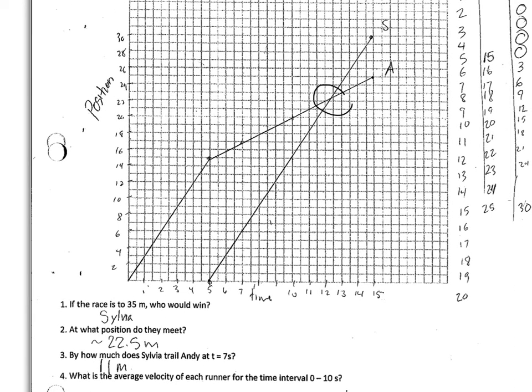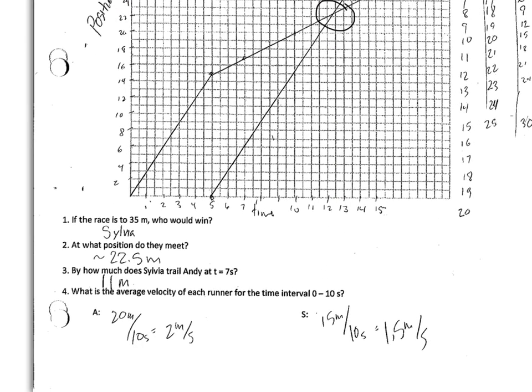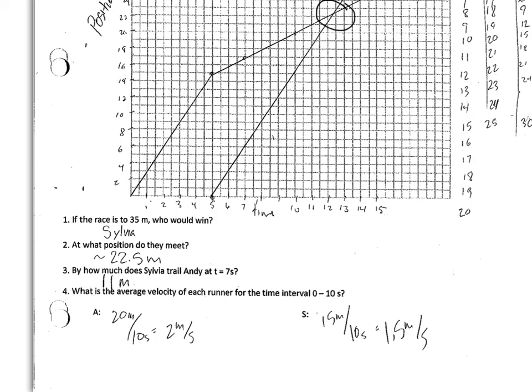The position that they meet is the location where the graphs intersect. So they are at the same position at the time of about 12.5 seconds, and that position is about 22.5 meters, and I just got that by looking at where that line intersects on the graph. If your number looks a little different than that, that's okay, as long as you understand the approach.